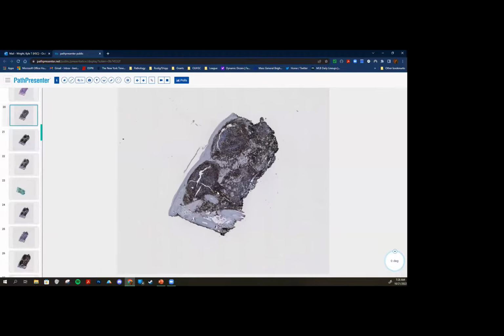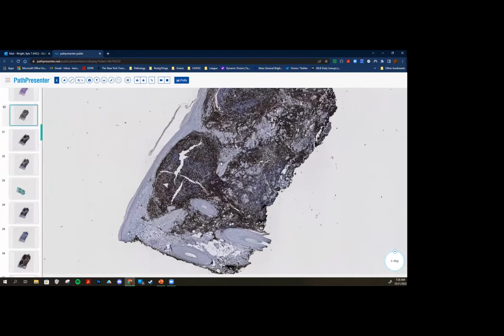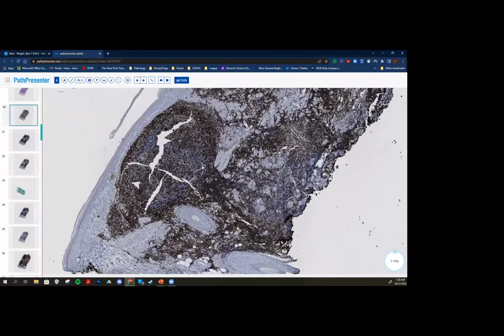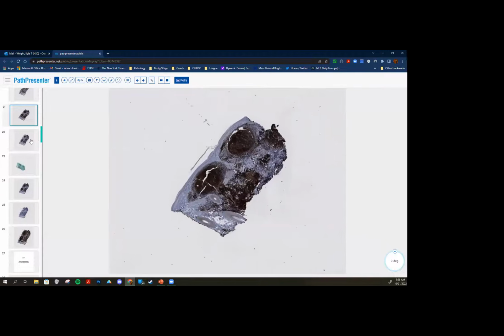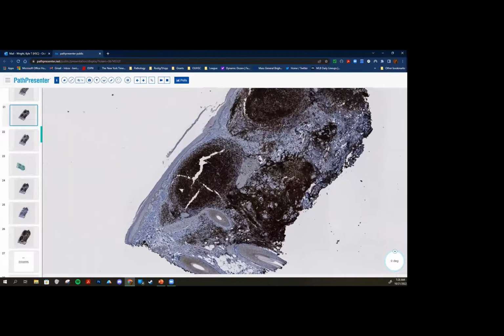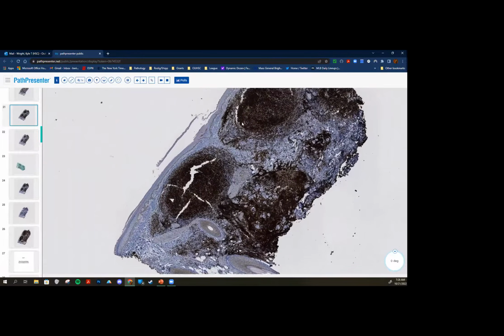You can see that there are some T cells, a decent number of T cells, but there's certainly a lot of cells here that are negative for CD3. So the CD3 is kind of ringing at the periphery of these nodules. Here's CD20. You can see there's a ton of B cells here forming these nodule-like clusters.